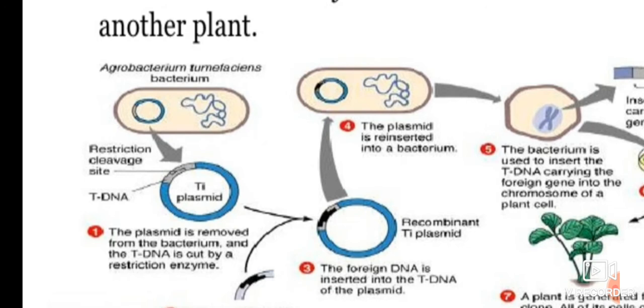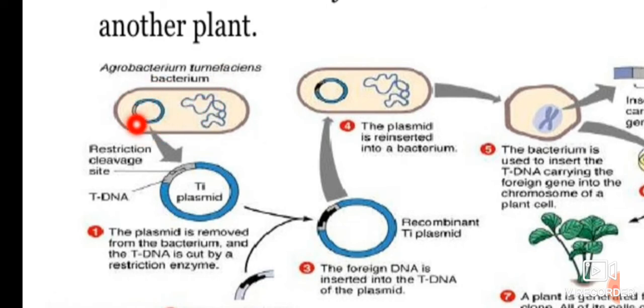Agrobacterium tumefaciens is a soil bacterium which produces diseases in plants called crown gall diseases. This bacterium has a plasmid which is called the Ti plasmid. This is the Ti plasmid of the bacterium, Agrobacterium tumefaciens. So it has a plasmid.